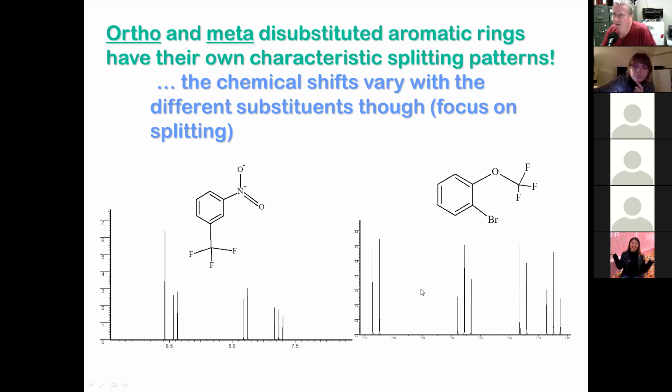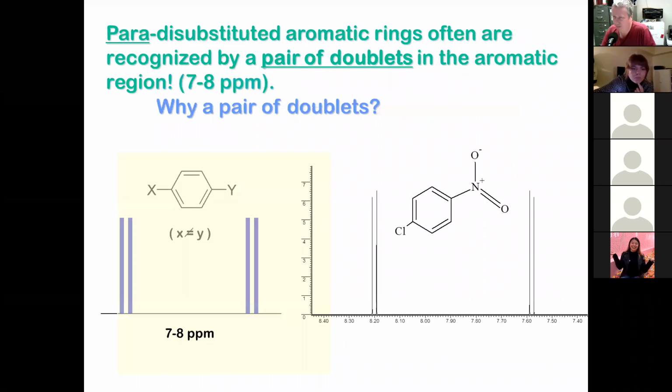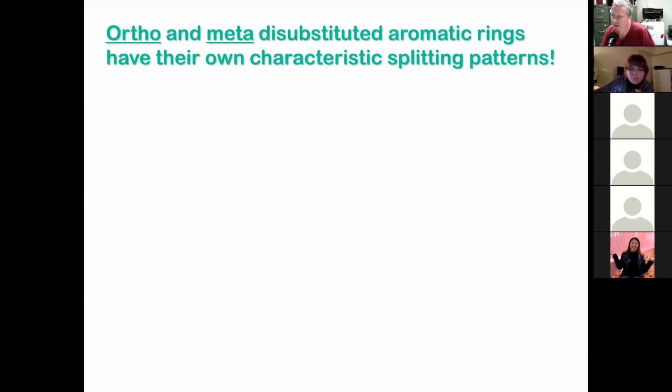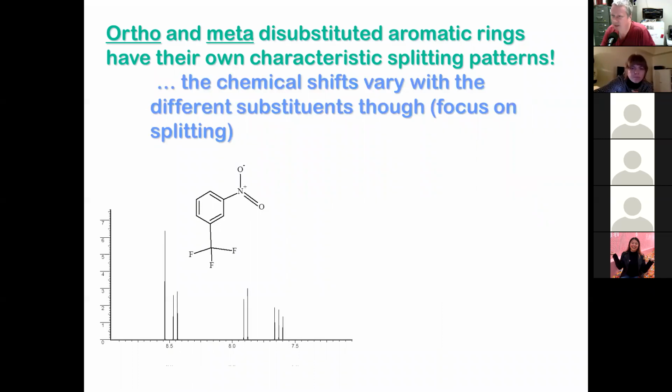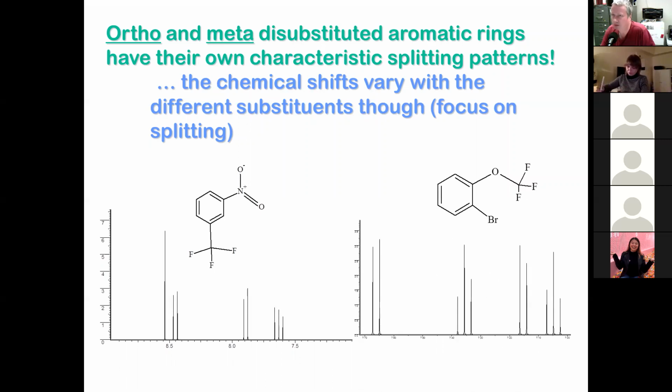And what do we have if it's para? Go back to para. Para is a pair of doublets. What do we have with meta? A singlet, two doublets, and a triplet. And what about ortho? Two doublets, two triplets. That is super cool. We can pretty rapidly figure out for a benzene whether it's ortho, meta, or para by the signals we got, all right? Super cool.